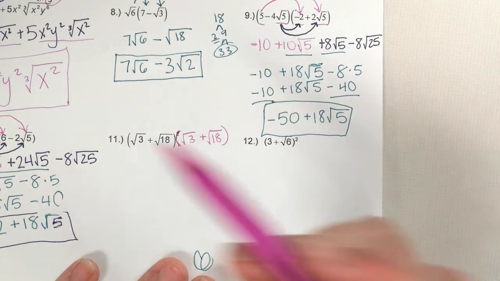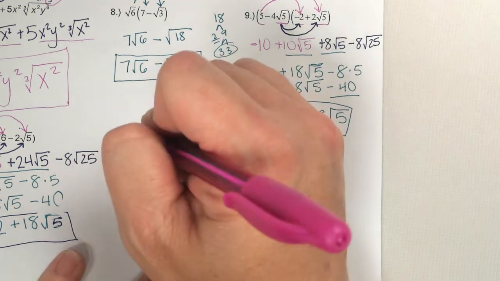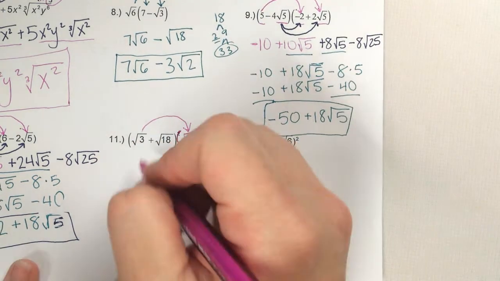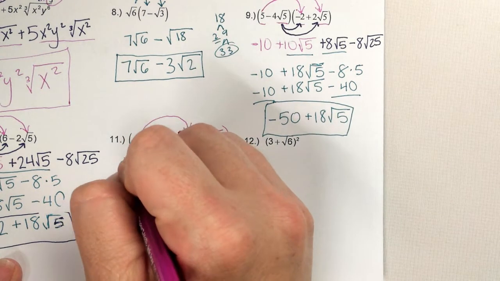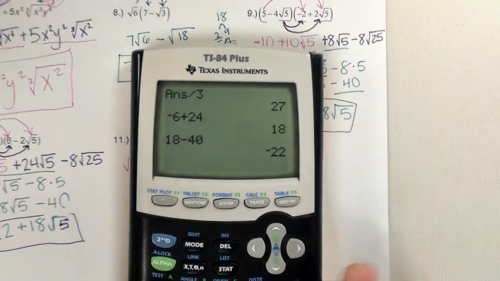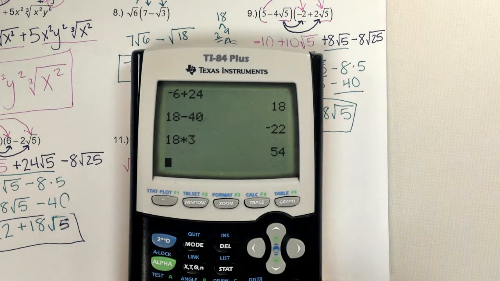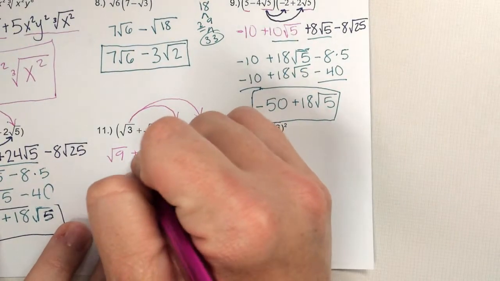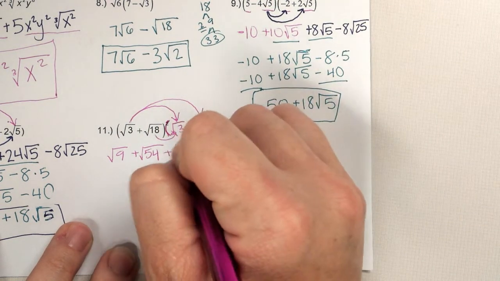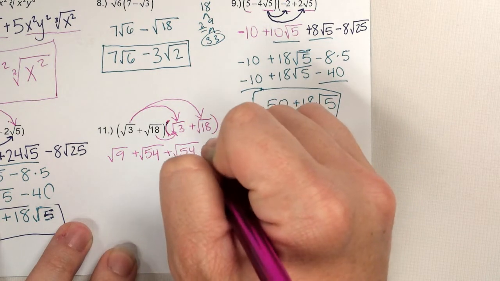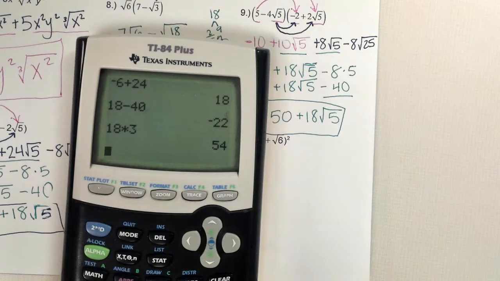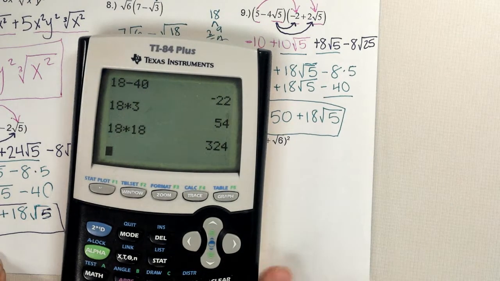And now you do the exact same thing as you did on number 9 and number 10. So now everything here is inside the house, so you are multiplying everything. So square root of 3 times square root of 3, square root of 9. Square root of 3 times the square root of 18. Well, 18 times 3 is 54. And then 18 times 18 is 324.